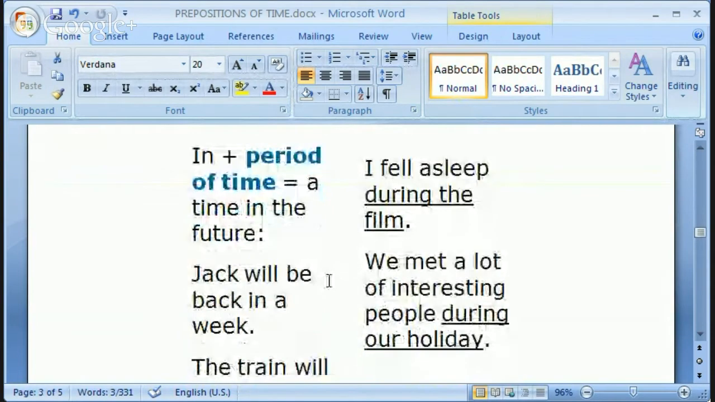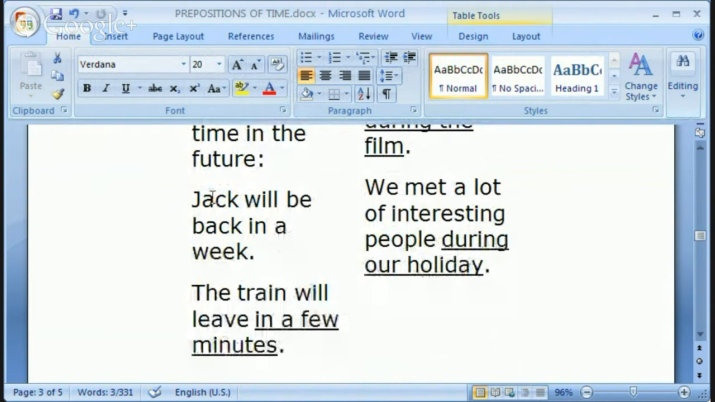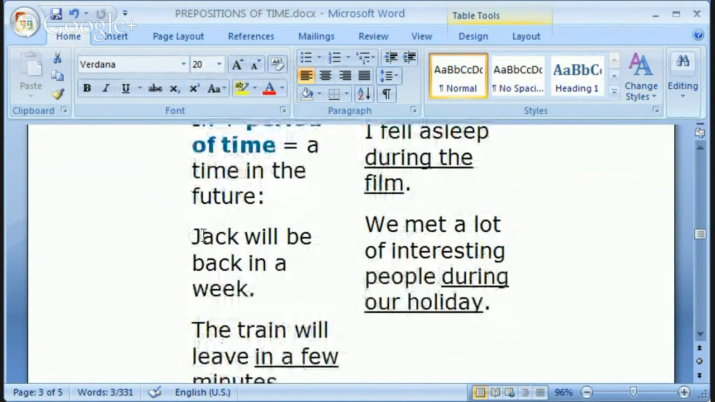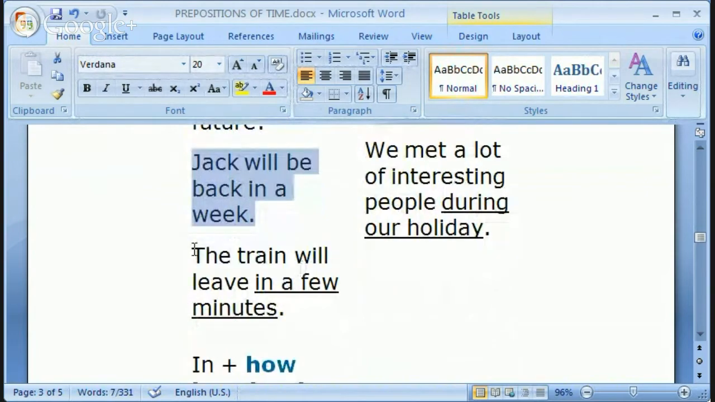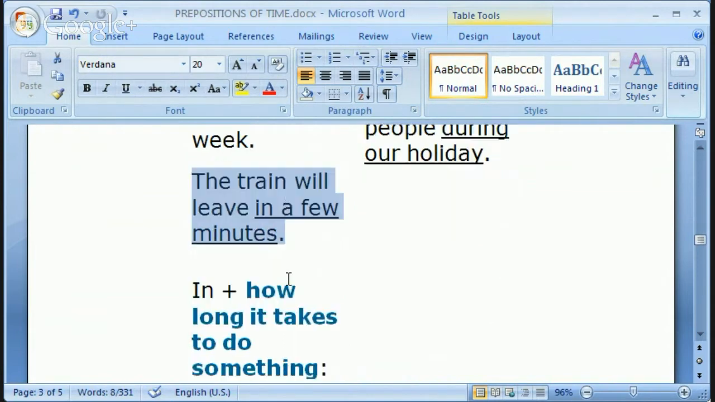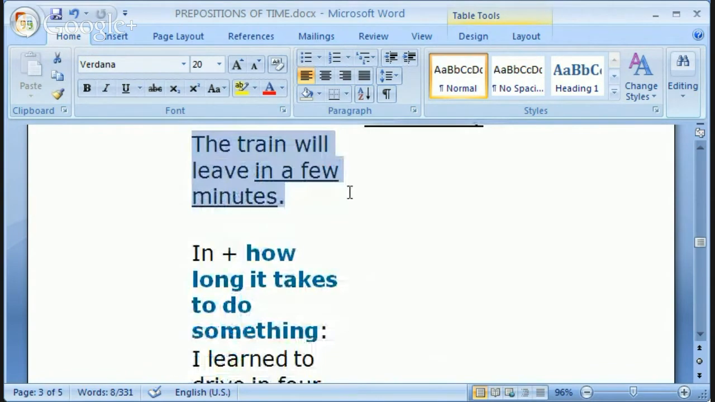We also use in plus a period of time to talk about a time in the future. For example, Jack will be back in a week. The train will leave in a few minutes. So we're talking about the duration of time before something happens. We use in, and then the actual time.